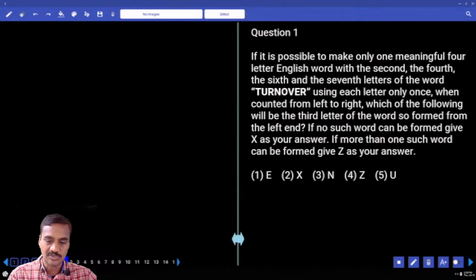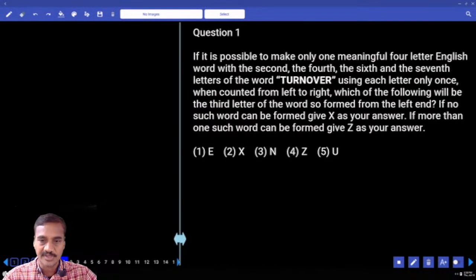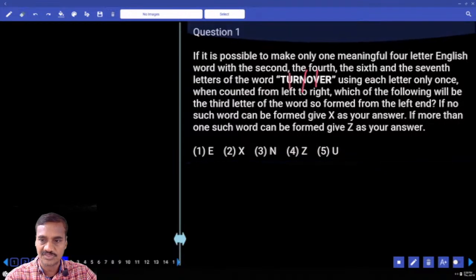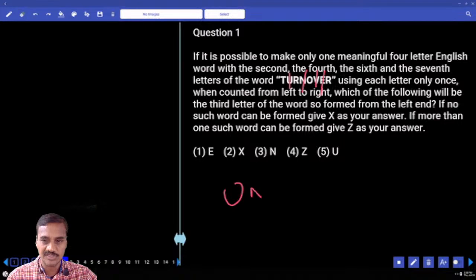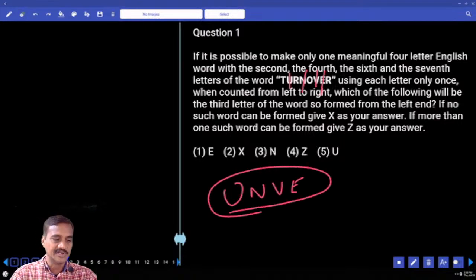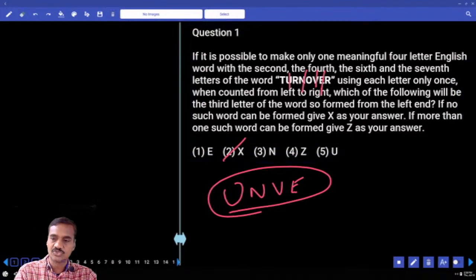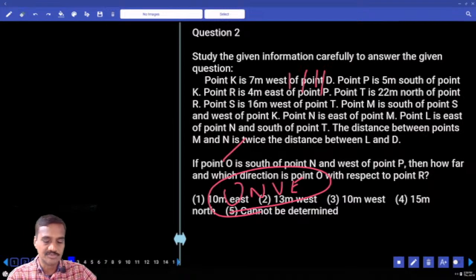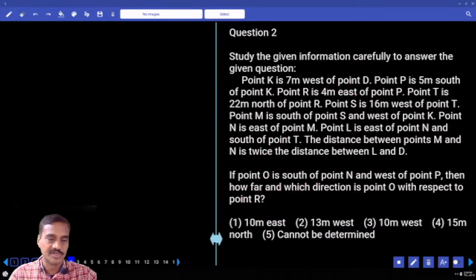Is it possible to make a meaningful word? What are the letters we have? 2, 4, 6, and 7. The letters are E, U, N, V, E. With the help of these, tell me, is there any word that can be formed here? No word can be formed, except your answer, choice 2. Then question number 2 to 5 are definitely under the first priority.